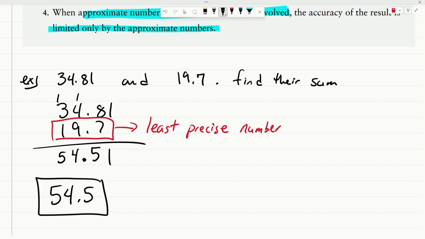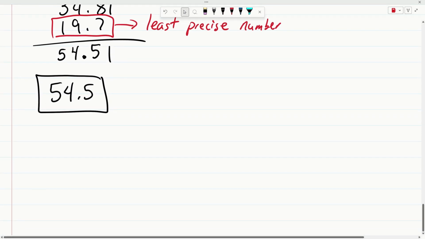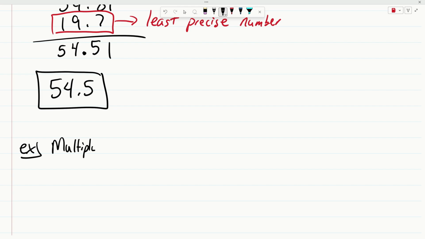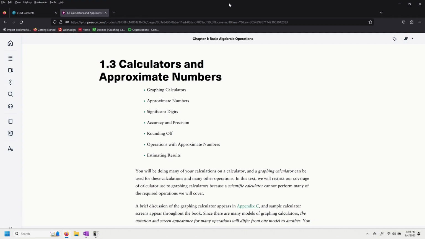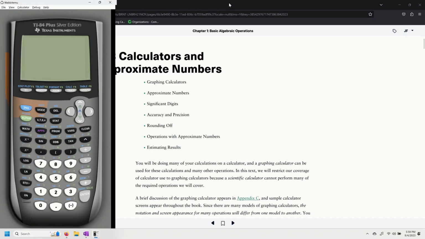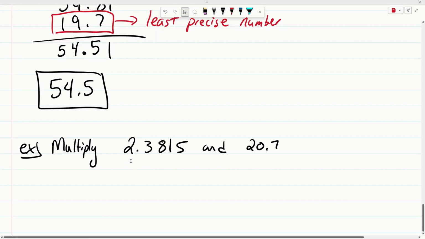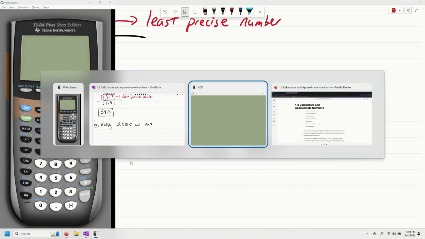All right? Now, what about multiplying or dividing? So let's go ahead and multiply 2.3815 and 20.7. Okay? So I am not going to get crazy with this. I'm just going to go ahead and use my calculator. Oh, need my notes back. Here we go.